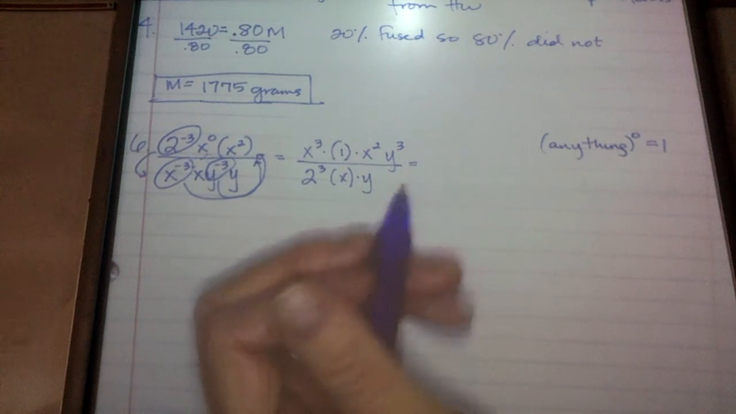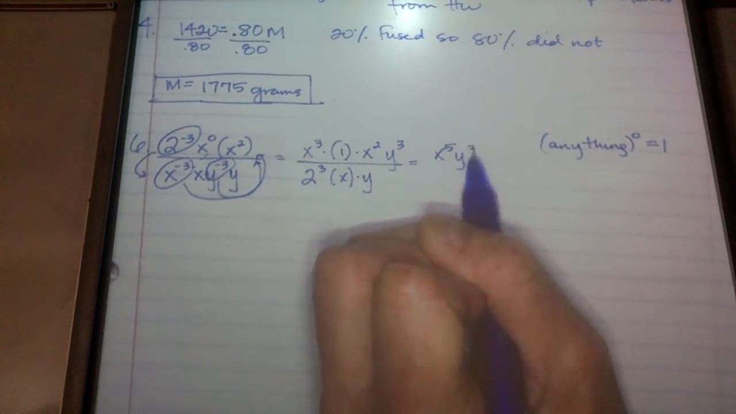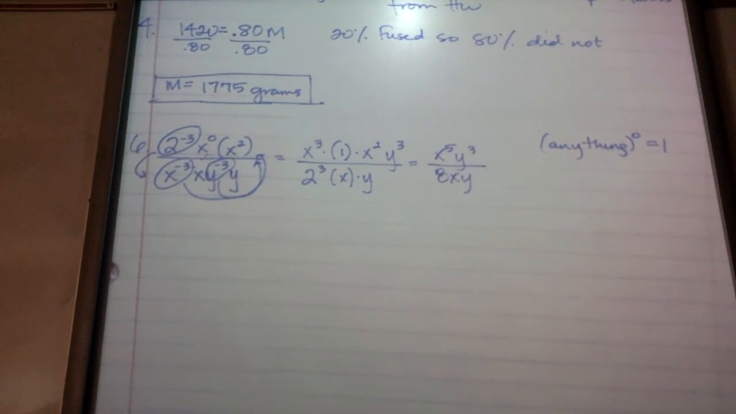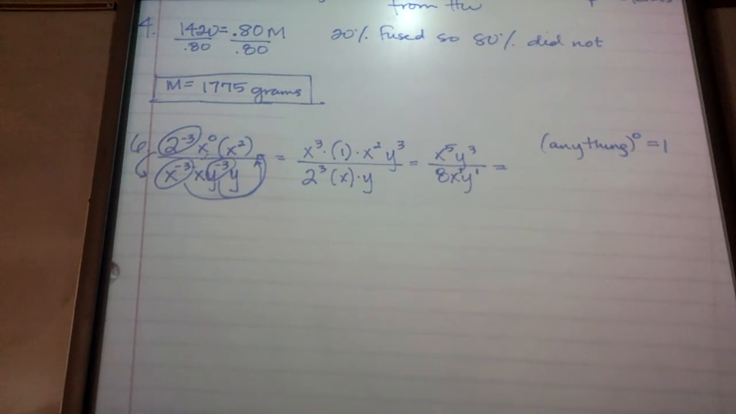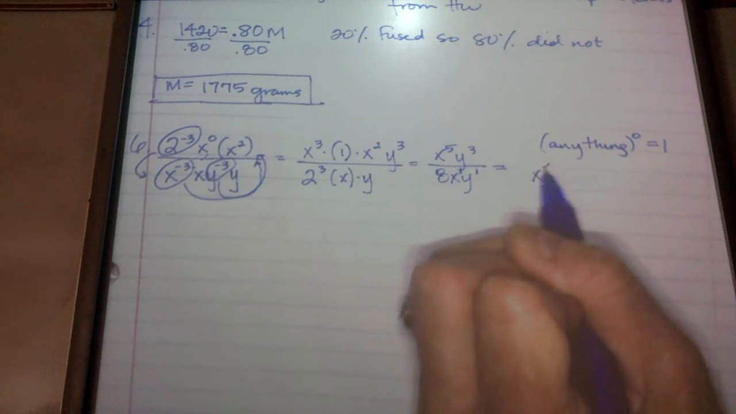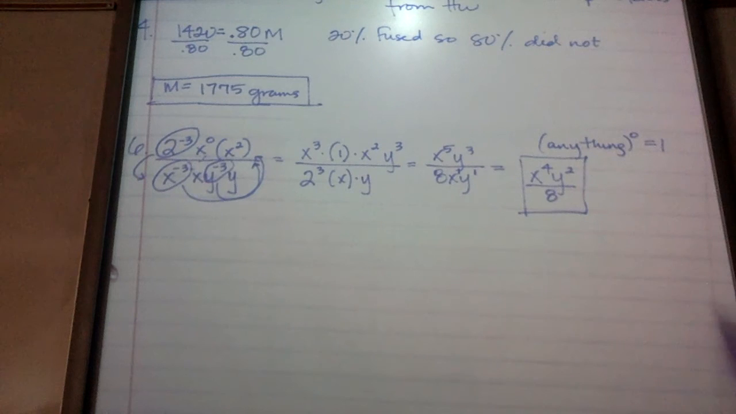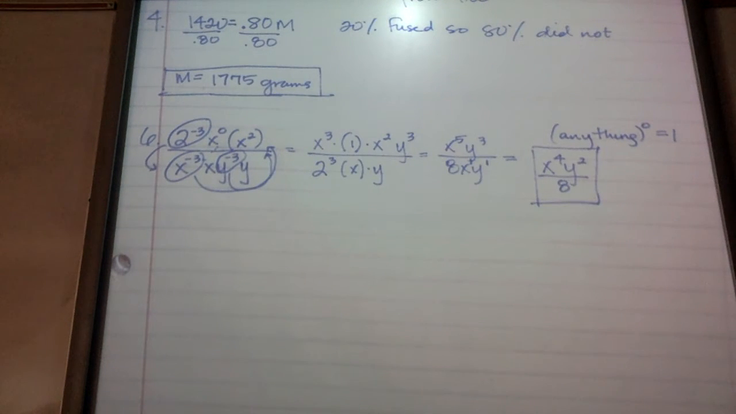Now I'm going to simplify here. I've got x to the 5th, y to the 3rd, and on the bottom, I've got 8xy. If we simplify that, there's a 1 here and a 1 here. I'm going to subtract exponents. So my answer is x to the 4th, y squared over 8. That is what you should get, simplifying it in steps. Okay? All right. Next, I'm going to go over number 8. Oh boy.